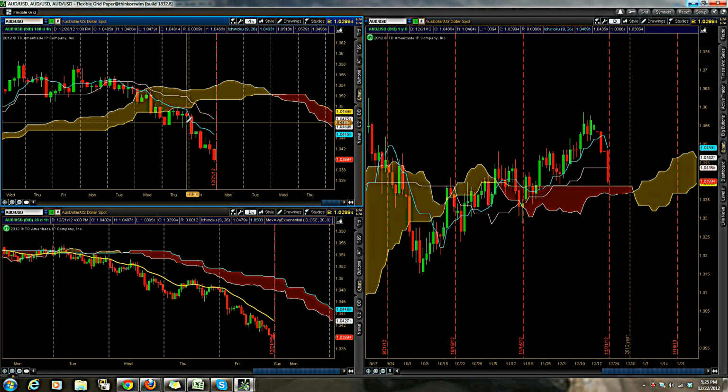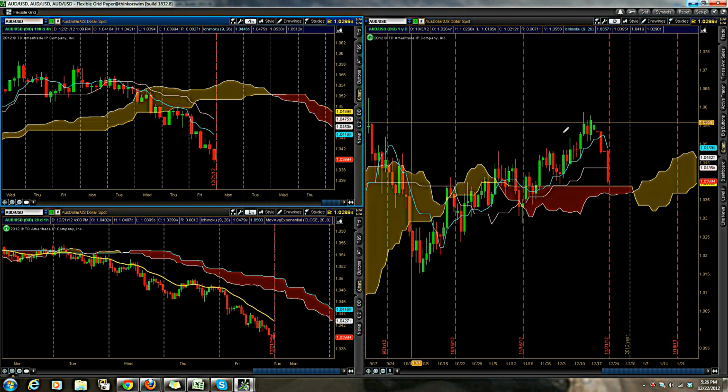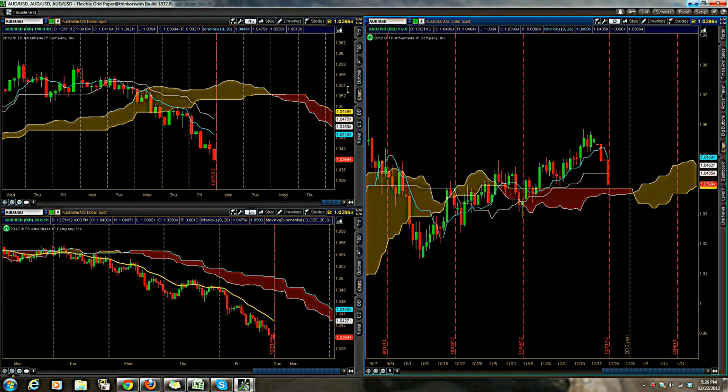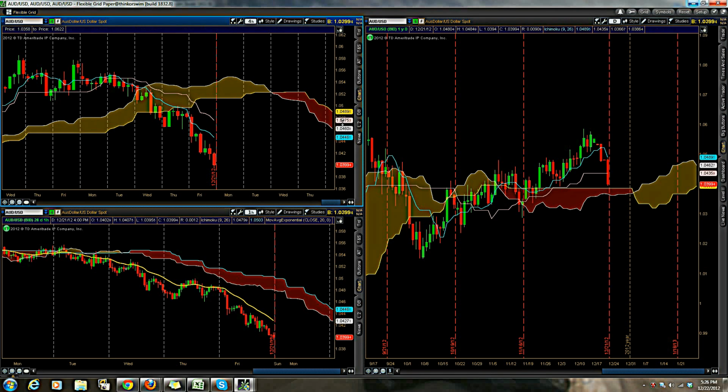It fell below the cloud. It tested a few times at the flat Kumo bottom where it rejected price twice and continued its downtrend. All right, and that's on a 4 hour chart. So on a 4 hour chart, everything is telling us that it's bearish. We have a future Kumo that is bearish. It's pointing to the downside.